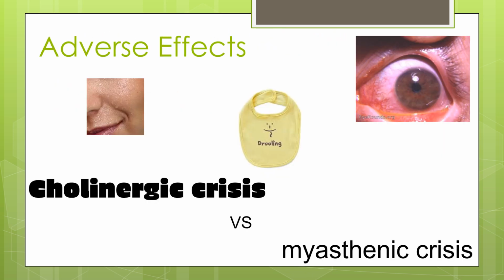Your adverse effects, the most common is going to be nausea, vomiting, diarrhea, and abdominal pain. You're also going to have some miosis, some diaphoresis, some bradycardia, and potential bronchial spasms. However, the people who take this most often are your myasthenia gravis patients, and they titrate their medication as needed.